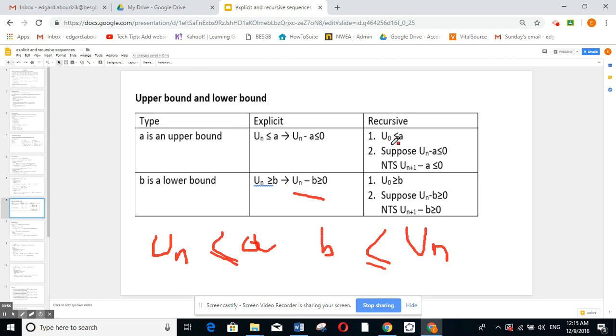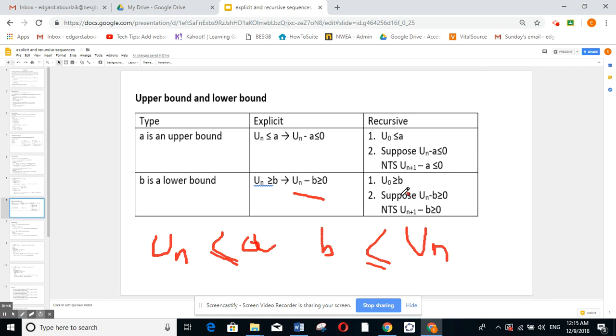We must prove it for the first term. If it's an upper bound, it means U0 smaller or equal to A, or U1, depends what is the first term. And we say, suppose un minus a less or equal to zero, we need to show it for the term after, un plus one minus a less or equal to zero.